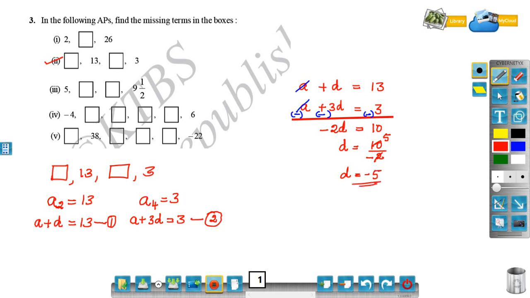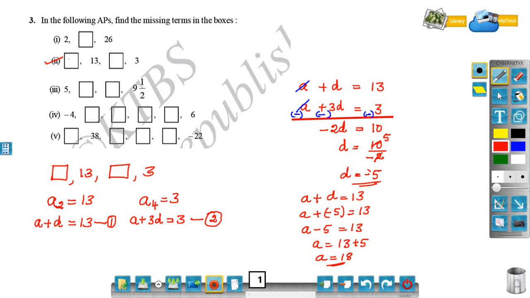We got the value of d. Now, we want value of a. Take one equation, that is a plus d is equal to 13 we have. So, a plus d is minus 5 is equal to 13. So, a minus 5 is equal to 13. So, a is equal to 13 plus 5, that is a is equal to 18. Now, we got the value of a, that is 18, and value of d, that is minus 5. So, we can fill the blanks now.